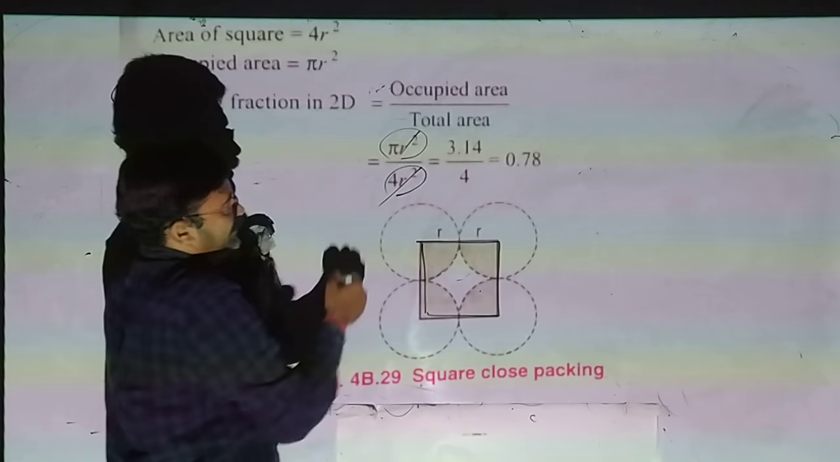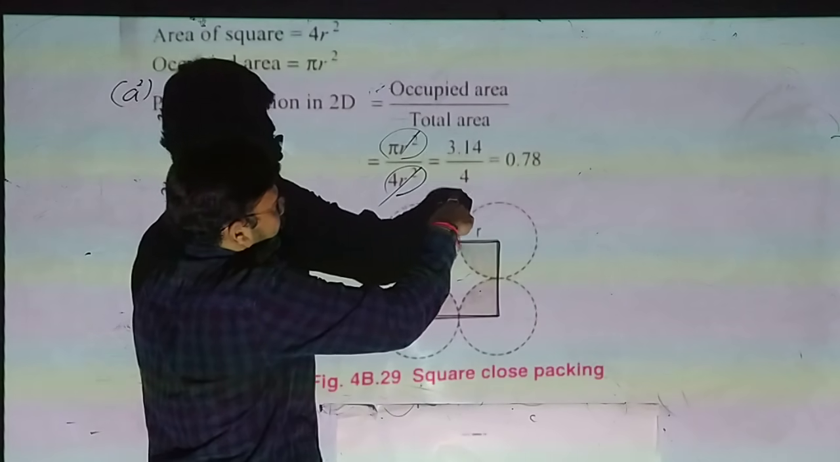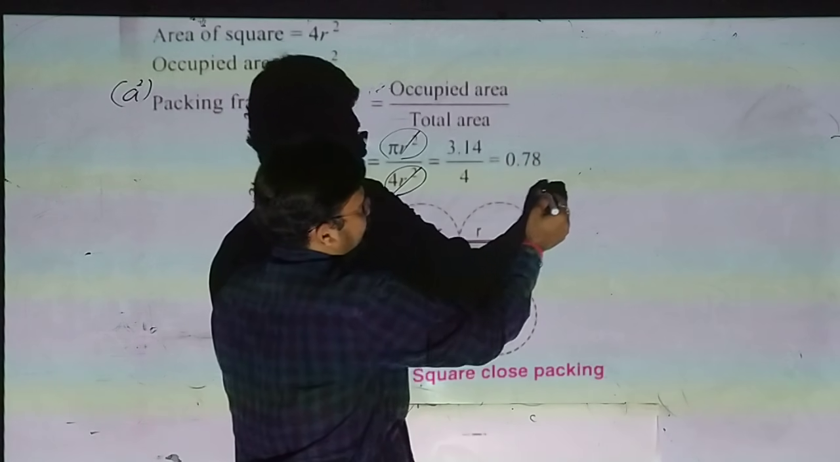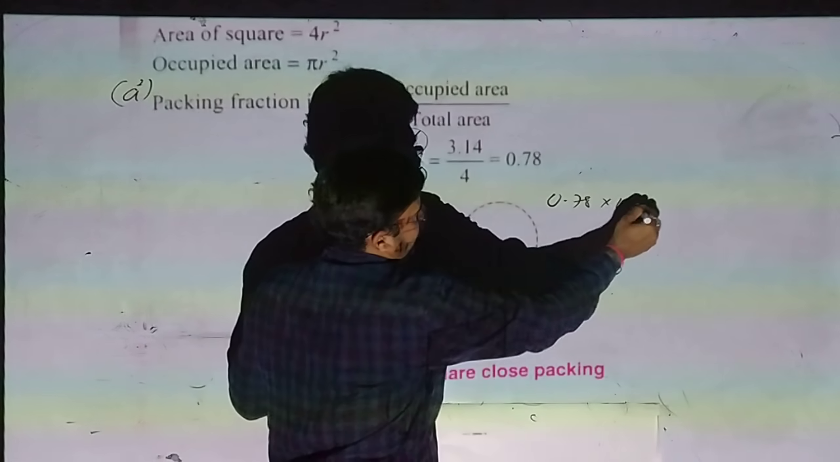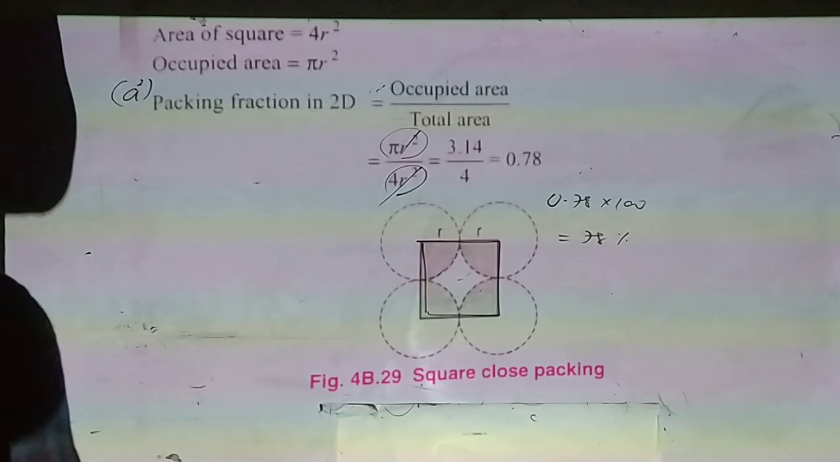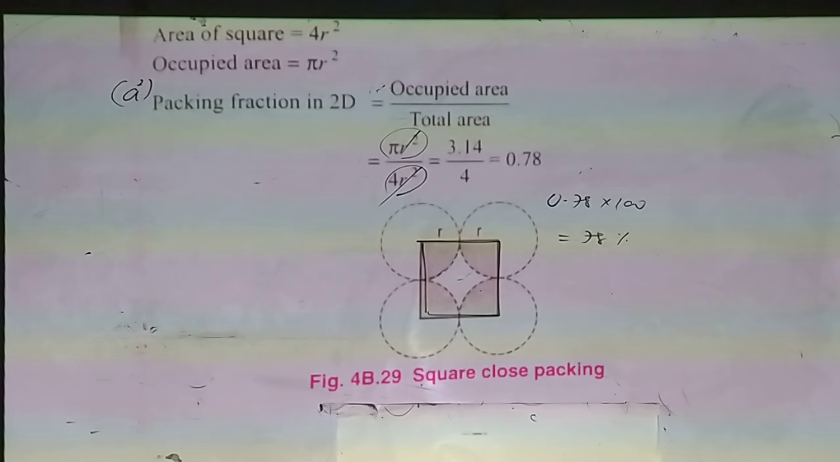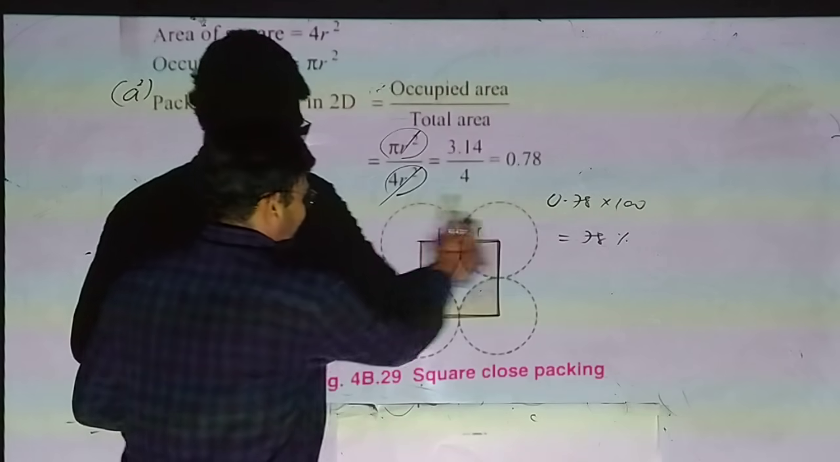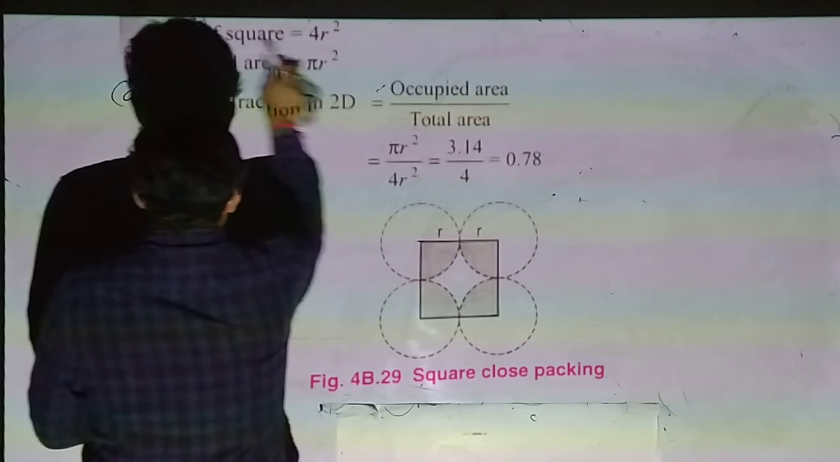Pi r square upon 4r square, that is 3.14 upon 4, so 0.78, and multiply by 100. So it gives a percentage. In 3-dimensional close packing, the percentage is 52.36, but here it is 78%. You can see this one is 2-dimensional.